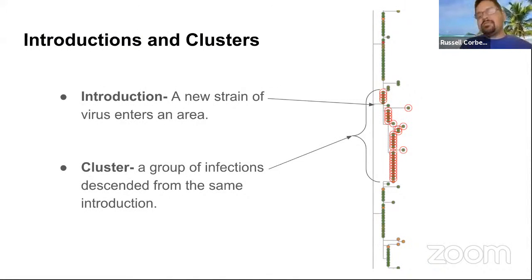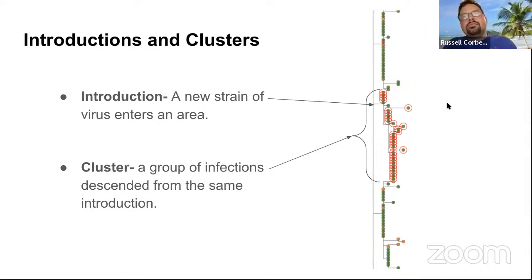The biggest questions people ask are, how many introductions were there to a given area? And how big did each introduction get? Right? Did it really take off and become a dominant strain, or was it relatively small? And so when I say introduction, what I mean is the event where a new strain is introduced in the area. That would be represented by this little branch here.